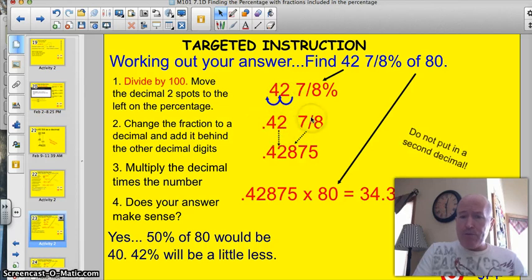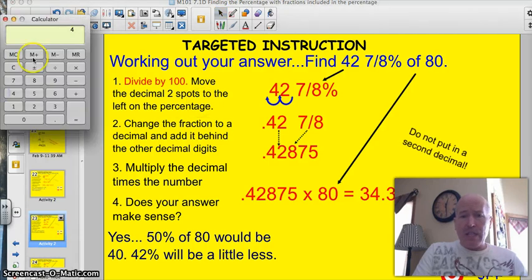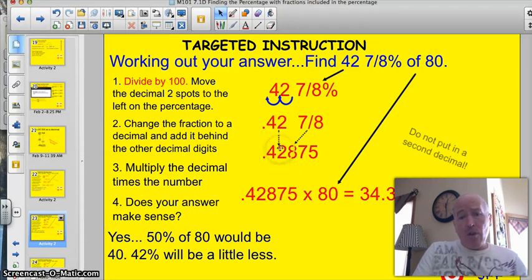Now we have to deal with the fraction. So let's say I don't know what 7/8 is. So I put 7/8 into the calculator. 7 divided by 8, well, that equals 0.875. So we have 42 here, and we have 875. And notice I just added that on to the end, and I did not put in that second decimal. So my new decimal then becomes 0.42875. Now I'm going to multiply that by 80 to get my answer.